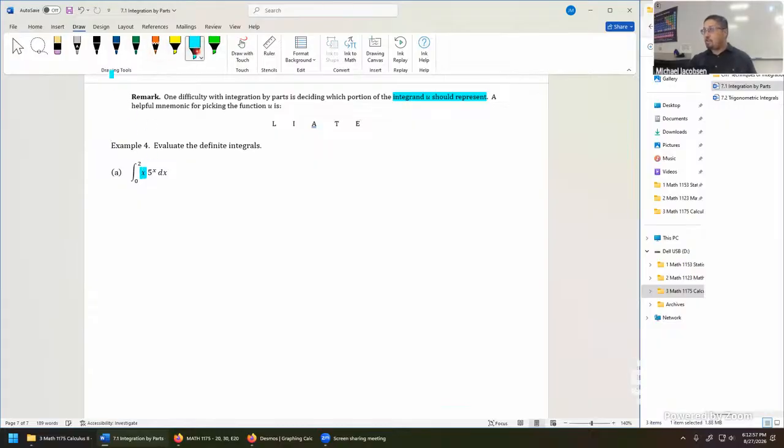Here, we'll pick u is just x. That's the algebraic portion going inside right there. That informs us dv is everything else, 5 to the power of x dx.